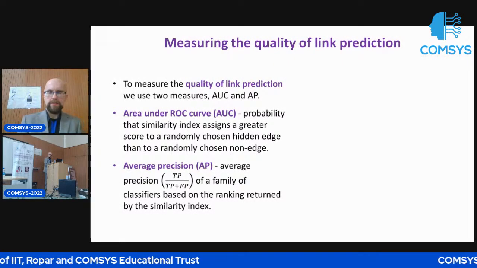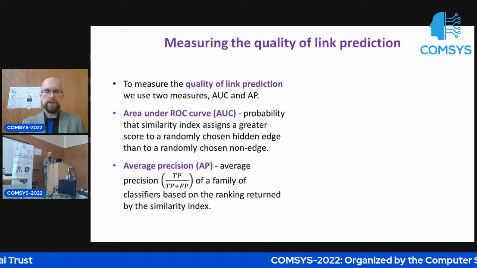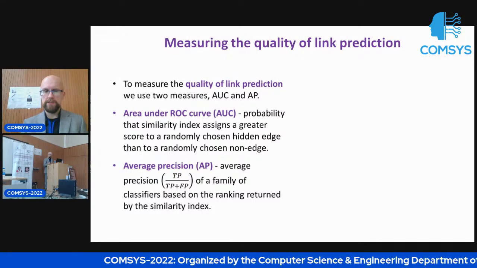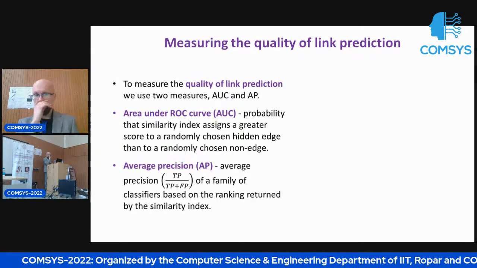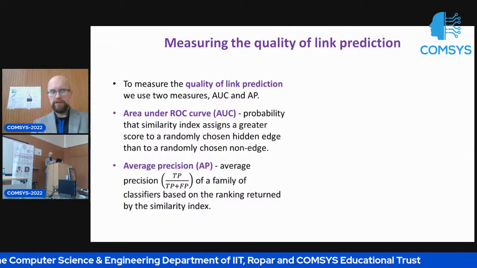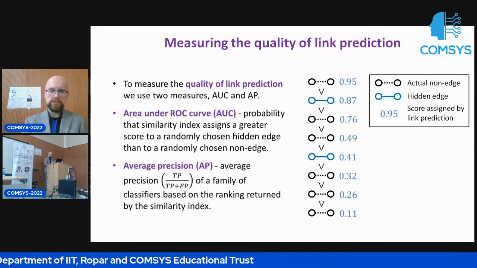So again, how do we measure the quality of link prediction? Because it might be unclear. There are many different measures of quality in the literature. In this work, we focus on two: AUC and AP. AUC is the area under the ROC curve. It has a very nice interpretation.